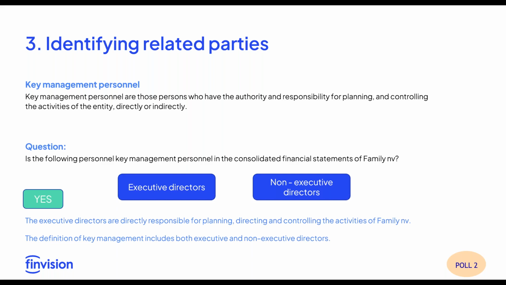So the executive directors, that's clear. They have direct responsibilities for planning, directing, and controlling the activities of Family NV. However, the definition does not limit key management to only include executive directors. It is also possible that non-executive directors still are key management personnel of the company.